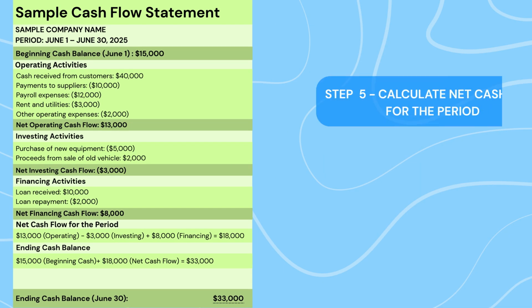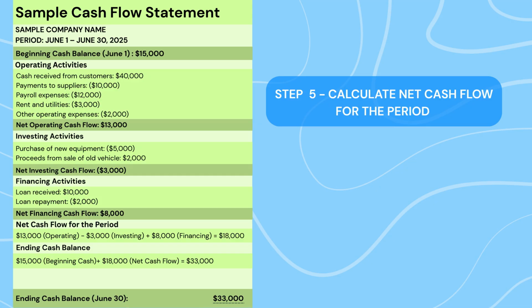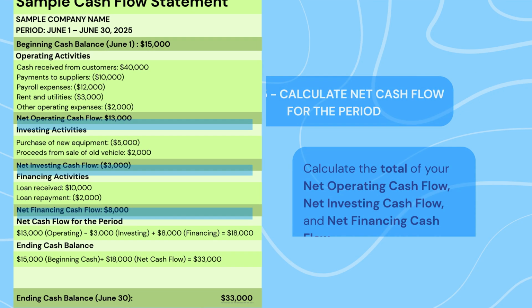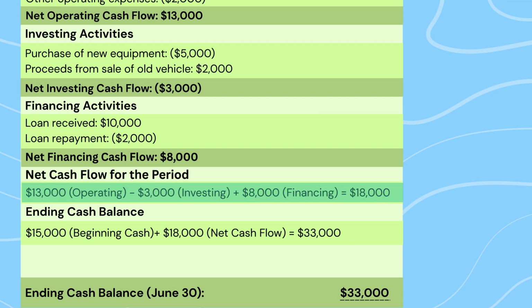Step 5, calculate net cash flow for the period. Calculate the total of your net operating cash flow, net investing cash flow, and net financing cash flow. In the sample, we see that the net cash flow for the period is $18,000.